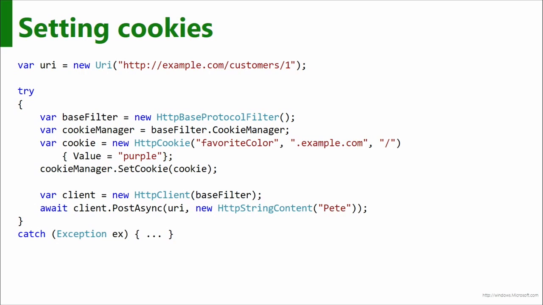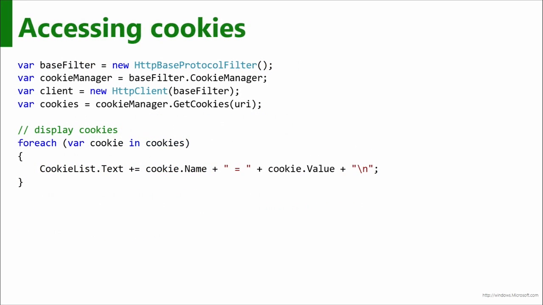So this HTTP base protocol filter will pop up. It's very useful. It's useful for a number of things. Here's an example of using it to get at cookies, or setting cookies. So you can send a cookie along with your HTTP request onto the other end. Some sites require that. They do. So that's one usage of this HTTP base protocol filter. And this is how you access them when they've been sent to you.